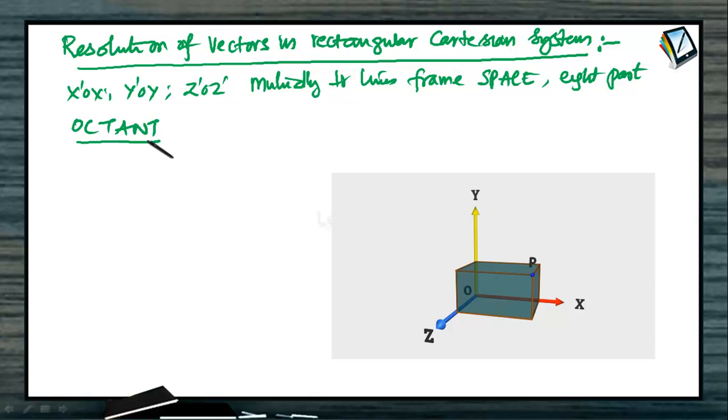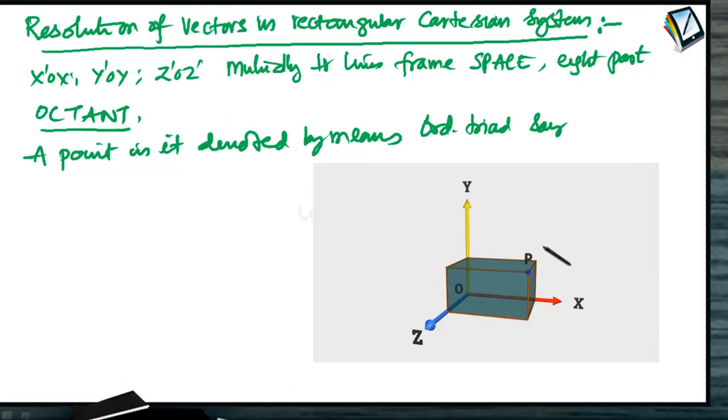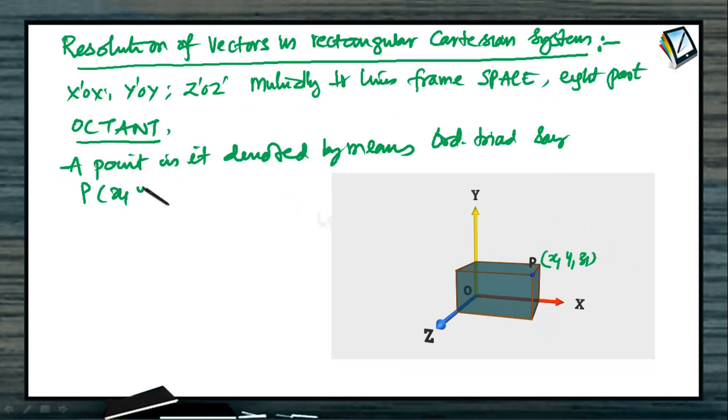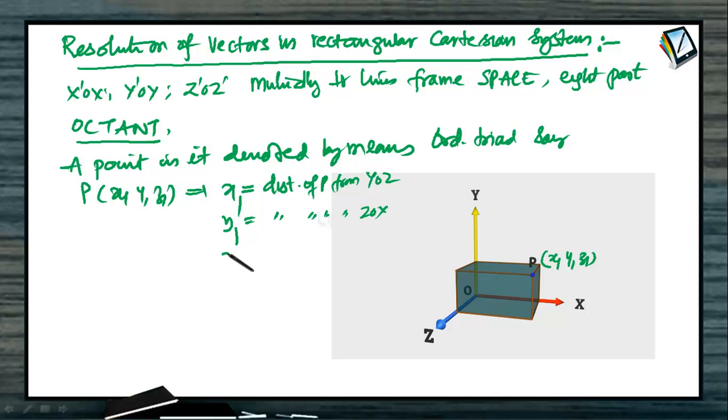Each octant contains points, and a point in it is denoted by means of an ordered triad. Say we take this point P, denoted by x1, y1 and z1. Here x1 gives the distance of the point P from the YOZ plane, y1 gives the distance of the same point from ZOX, and z1 gives the distance of the point from XOY. That is how you denote a point.